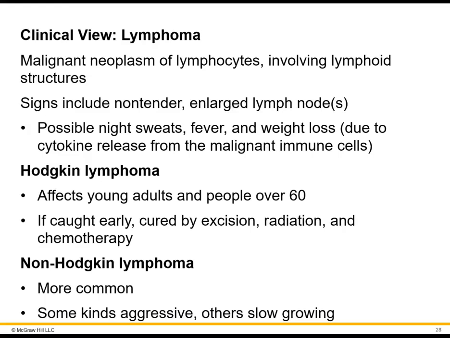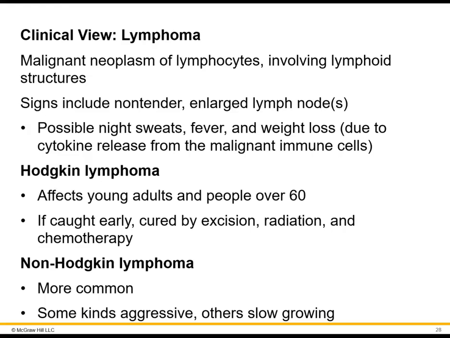There's two general types of lymphoma. There's Hodgkin's lymphoma and non-Hodgkin's lymphoma. Hodgkin's lymphoma tends to affect young adults and people over 60. If caught early, Hodgkin lymphoma is highly treatable. It can be cured by excision, radiation, and chemotherapy.